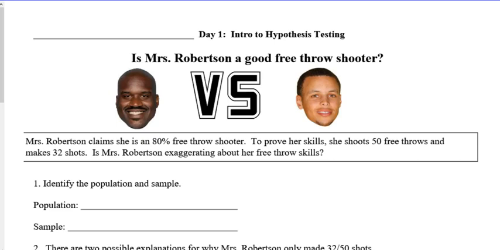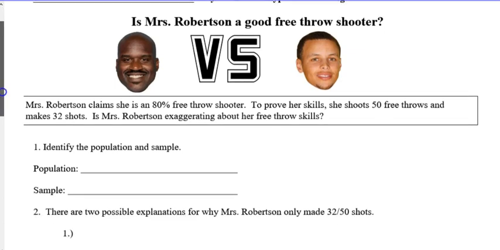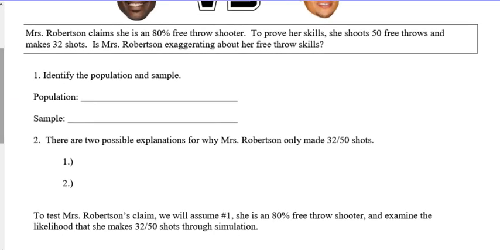Okay, so Ms. Robertson claims she is an 80% free throw shooter. Through her skills, she shoots 50 free throws and makes 32 of them. Is she exaggerating about her free throw skills? Okay. So, we're going to analyze this.